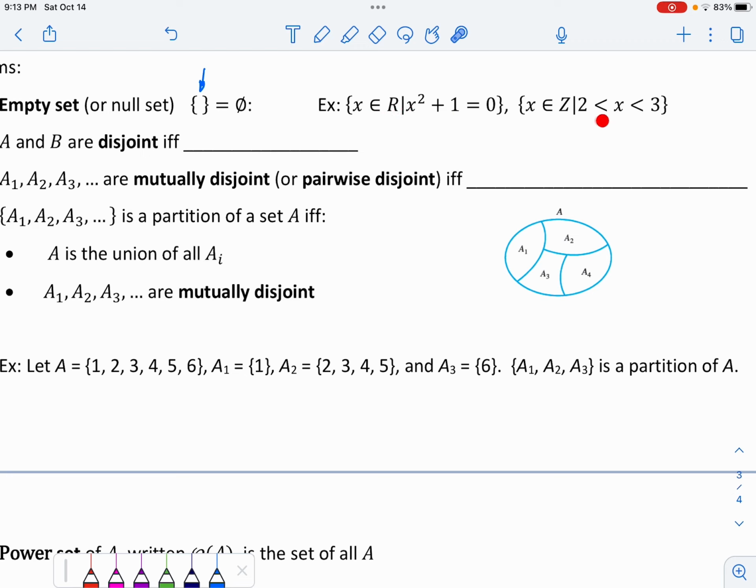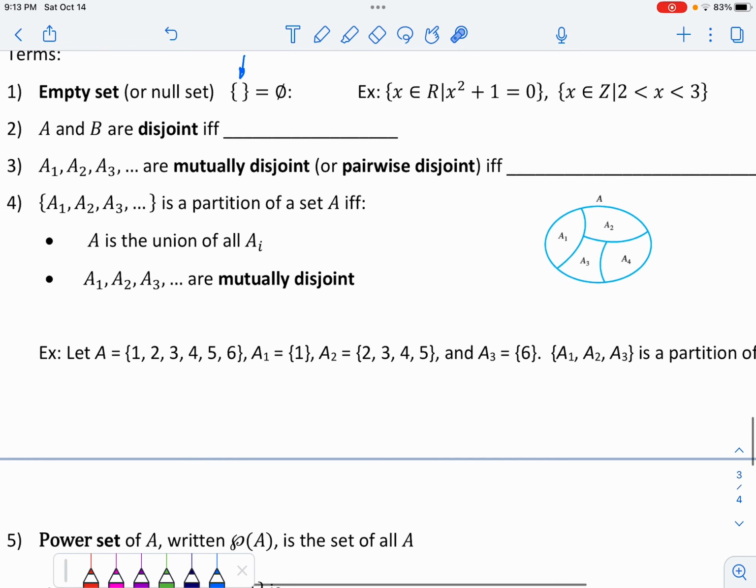And you can never find an integer that is greater than 2 and at the same time less than 3. There's no such integer. There are many values in between 2 and 3, but there's no integer exactly in between 2 and 3, excluding both endpoints. So this is another example of empty sets.